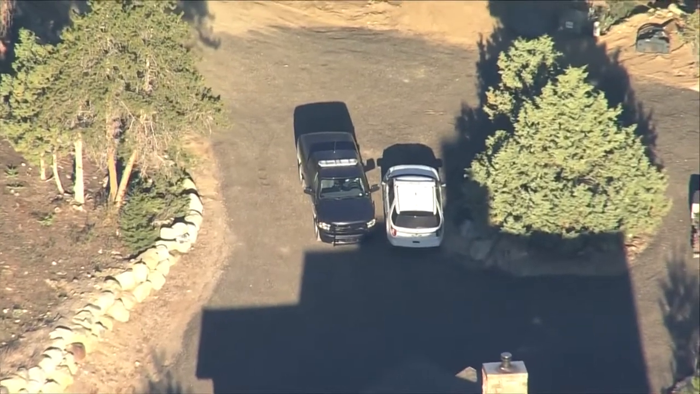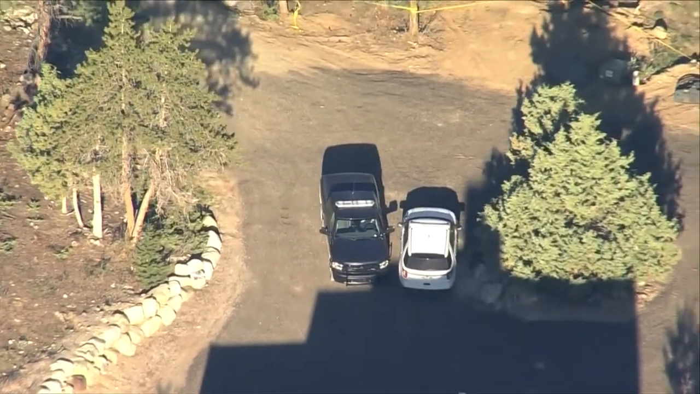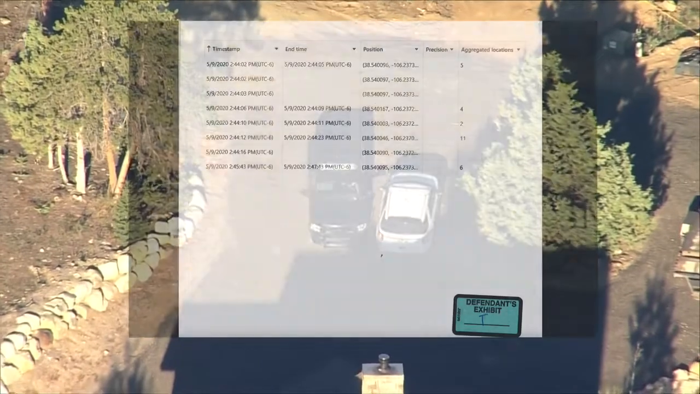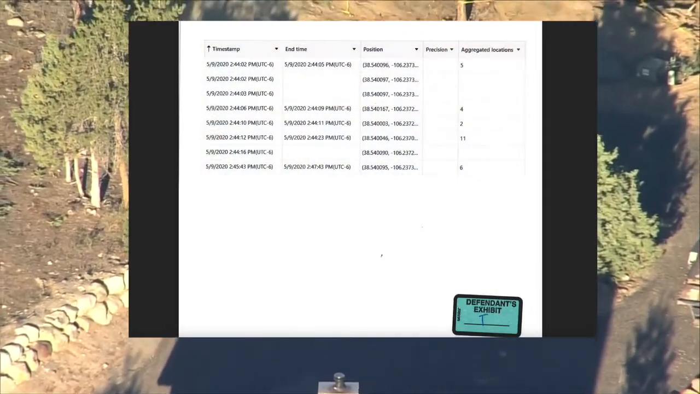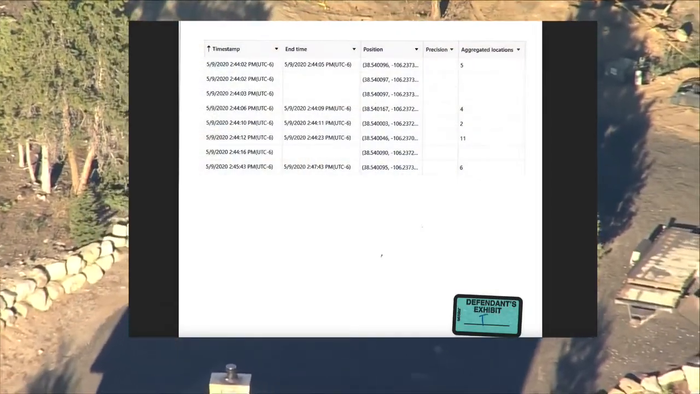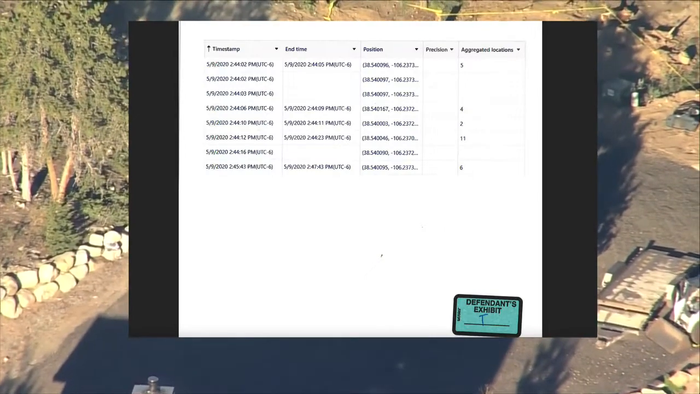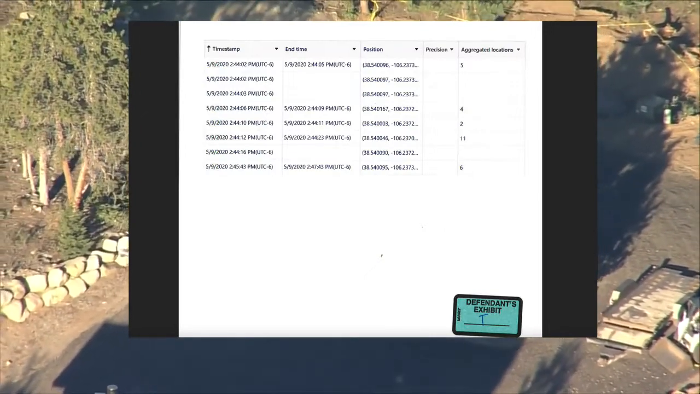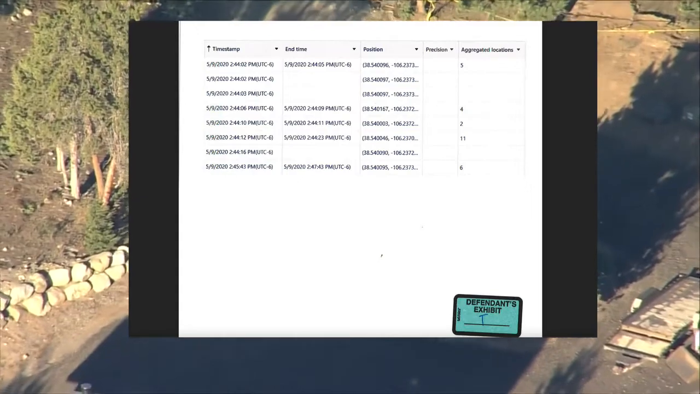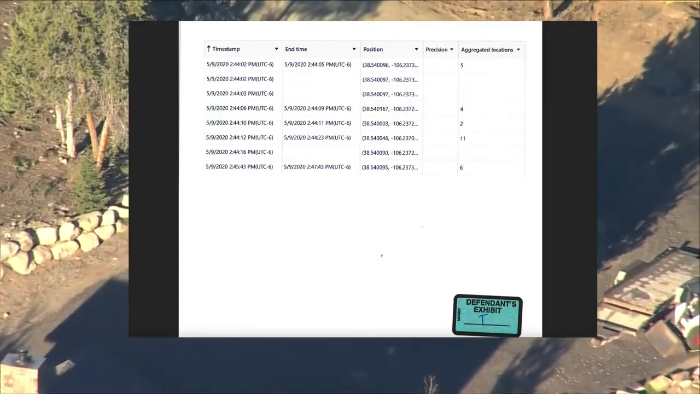So for this exercise, I'll draw your attention to Defendant's Exhibit T, which is a table of data drawn from Barry's phone. This is location data for the 9th of May, the Saturday before Suzanne, quote, went missing, unquote.